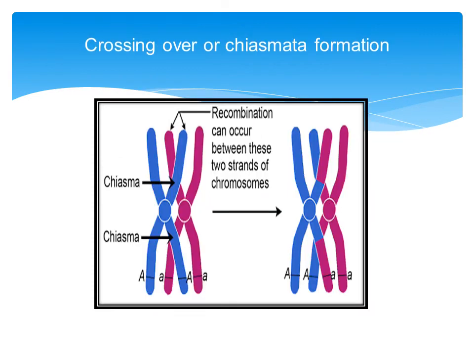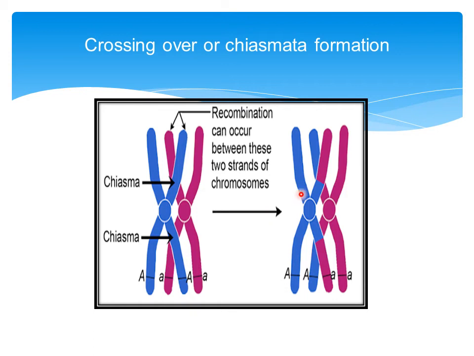Now in this slide we will discuss crossing over or chiasmata. I have told you in the previous slide also that during meiosis 1, the non-sister chromatids of the tetrad break open. These are the sister chromatids. They break open and form a crossing over, where parts of this chromosome will combine with this one and parts of this chromosome will combine with this one.